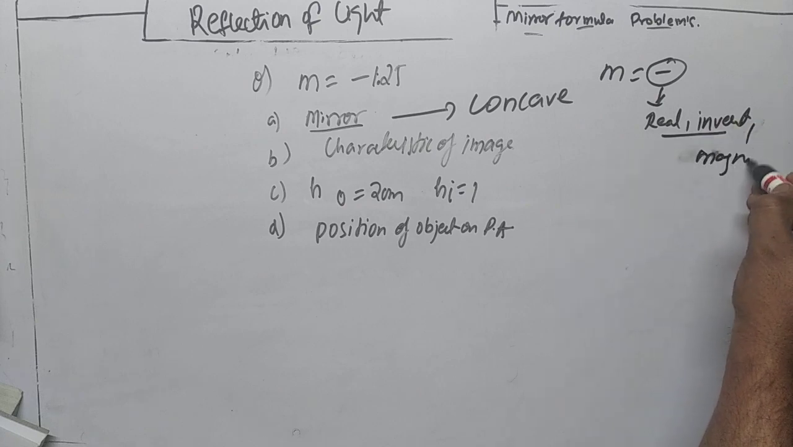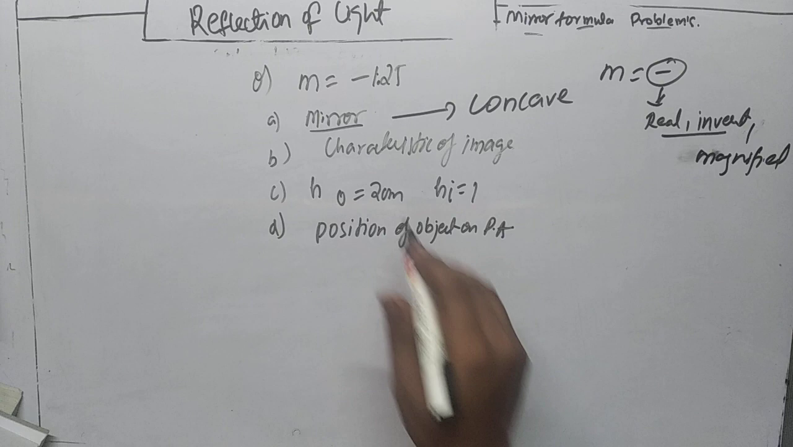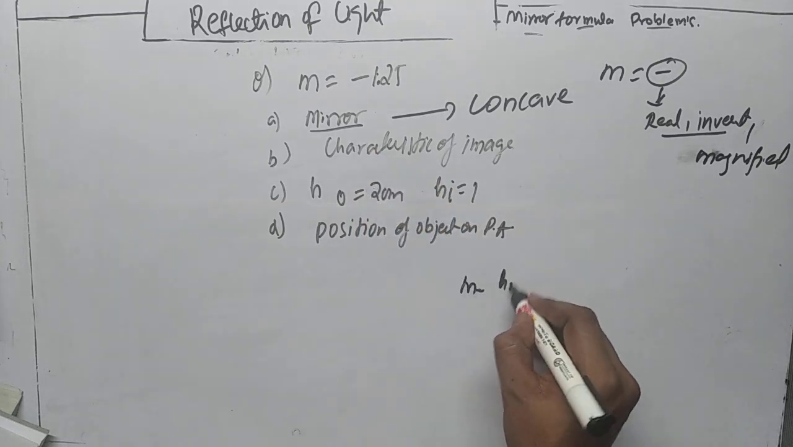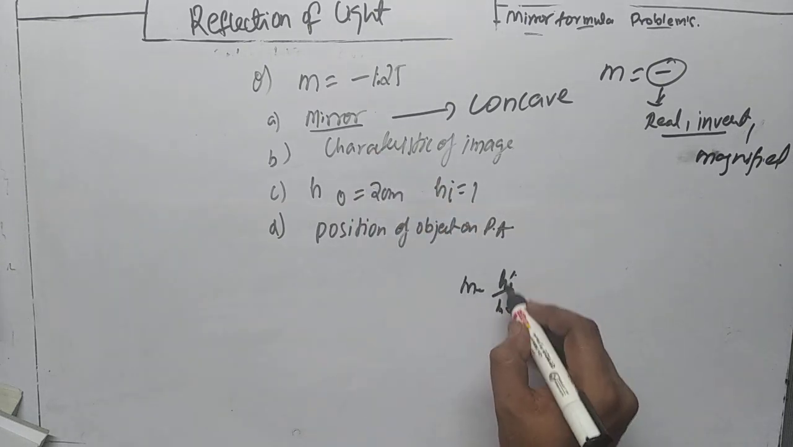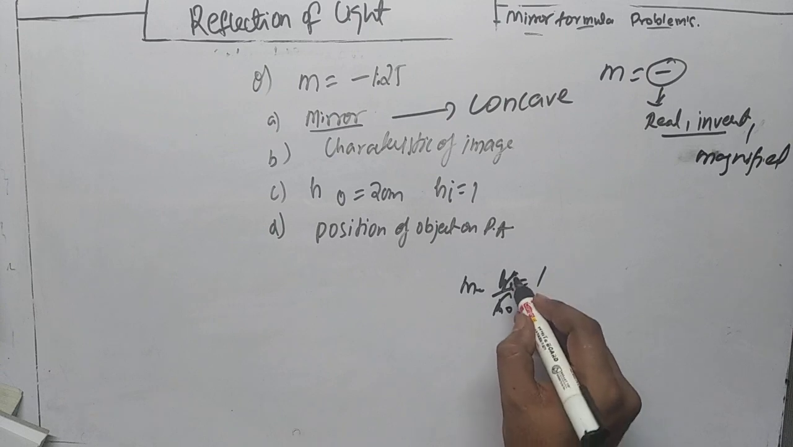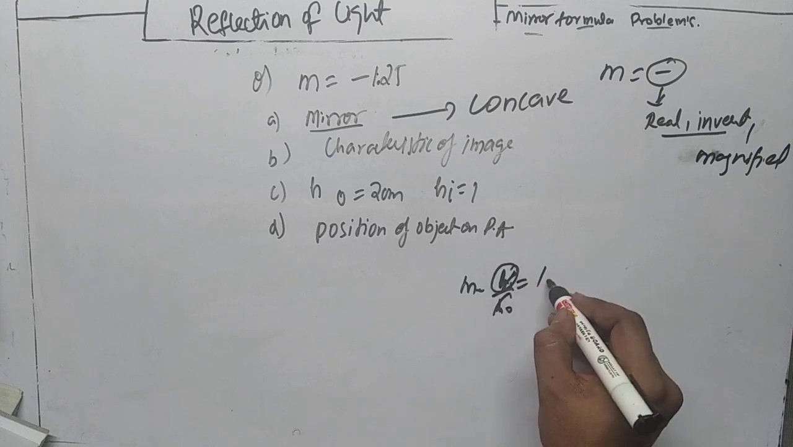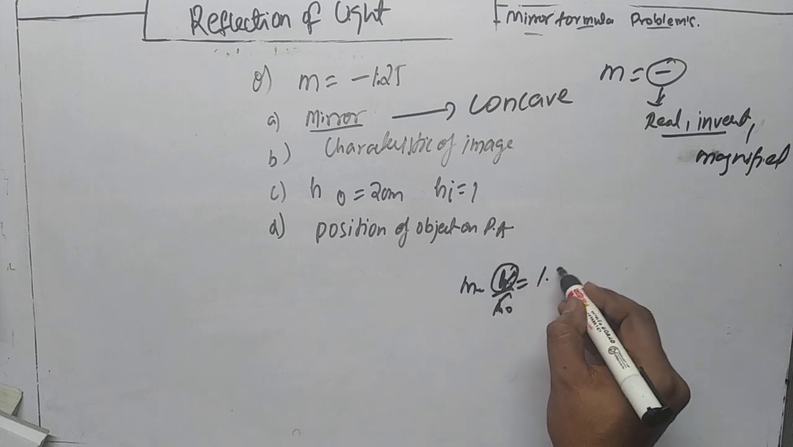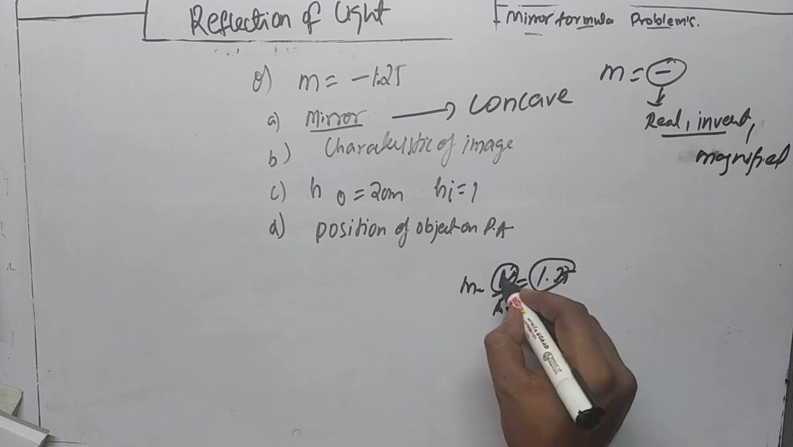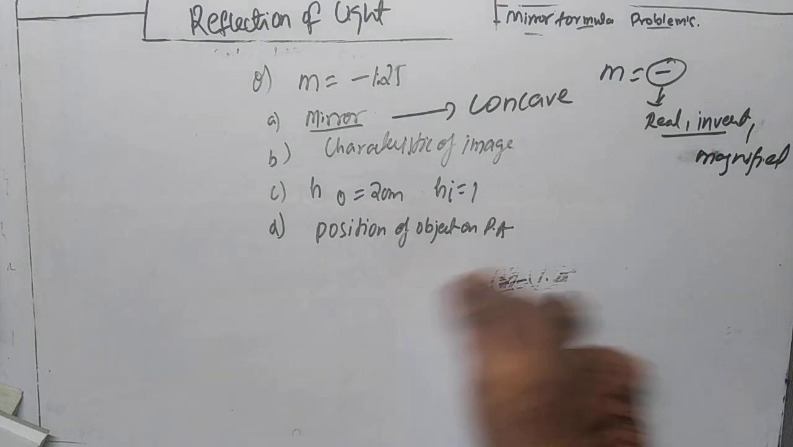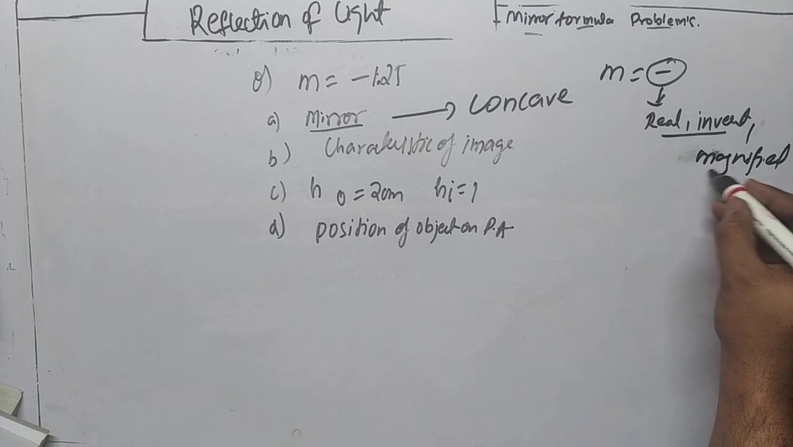magnified, because magnification is nothing but the height of the image by the height of the object. If both values are the same, we'll get 1. If the height of the image is bigger, we'll get 1 point something, like 1.25. It means the height of the image is bigger than the height of the object. That's why I wrote magnified image.